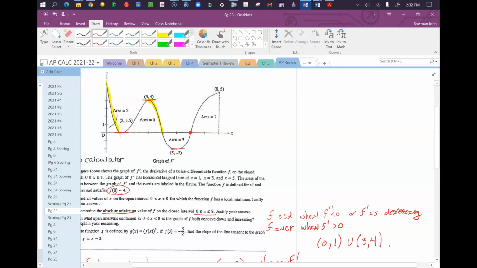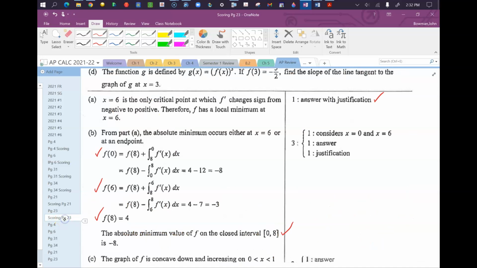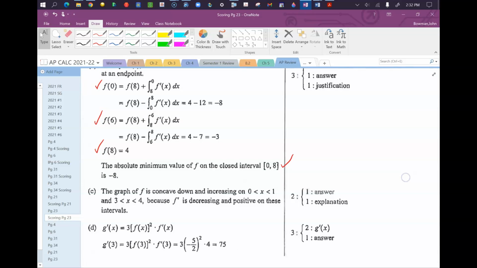Let's jump over and take a look at the scoring rubric and see what they're looking for there. The graph of f is concave down and increasing on 0 to 1 and 3 to 4 because f prime is decreasing and positive on these intervals. Notice that they referred everything to f prime because that's what we're given the graph of.